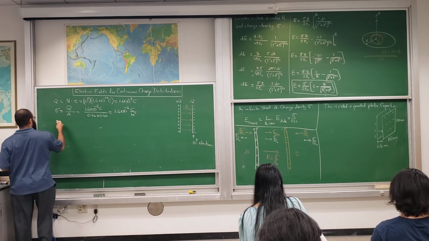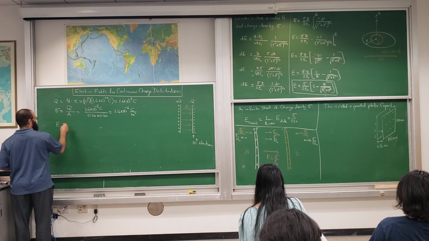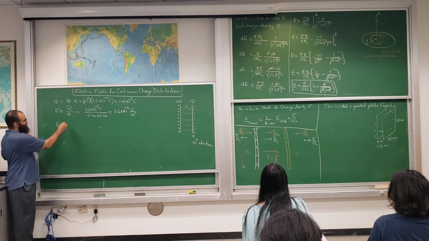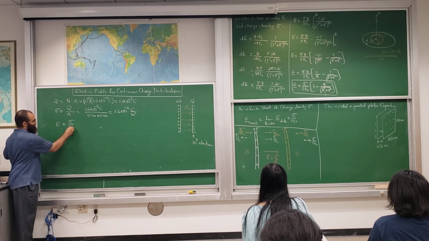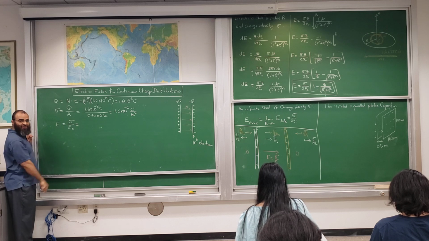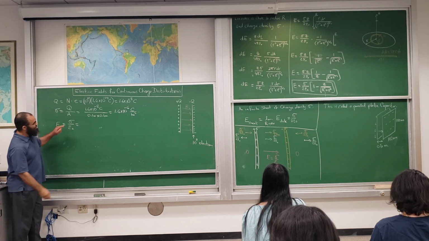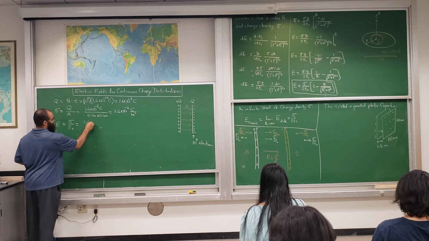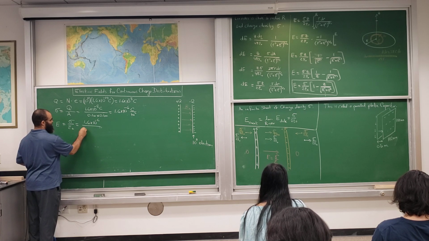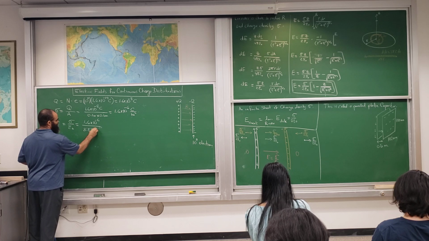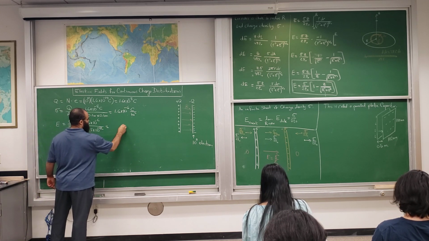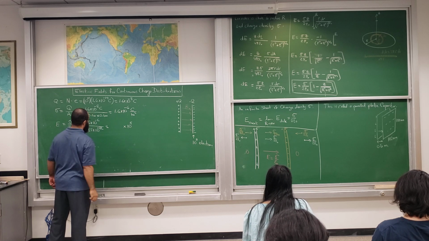It's going to be sigma over epsilon naught. Each of them produces sigma over 2 epsilon naught. Combined, you get this. So 1.6 times 10 to the minus 6 over epsilon naught, which is 8.85 times 10 to the minus 12. So the electric field is going to be something times 10 to the fifth.